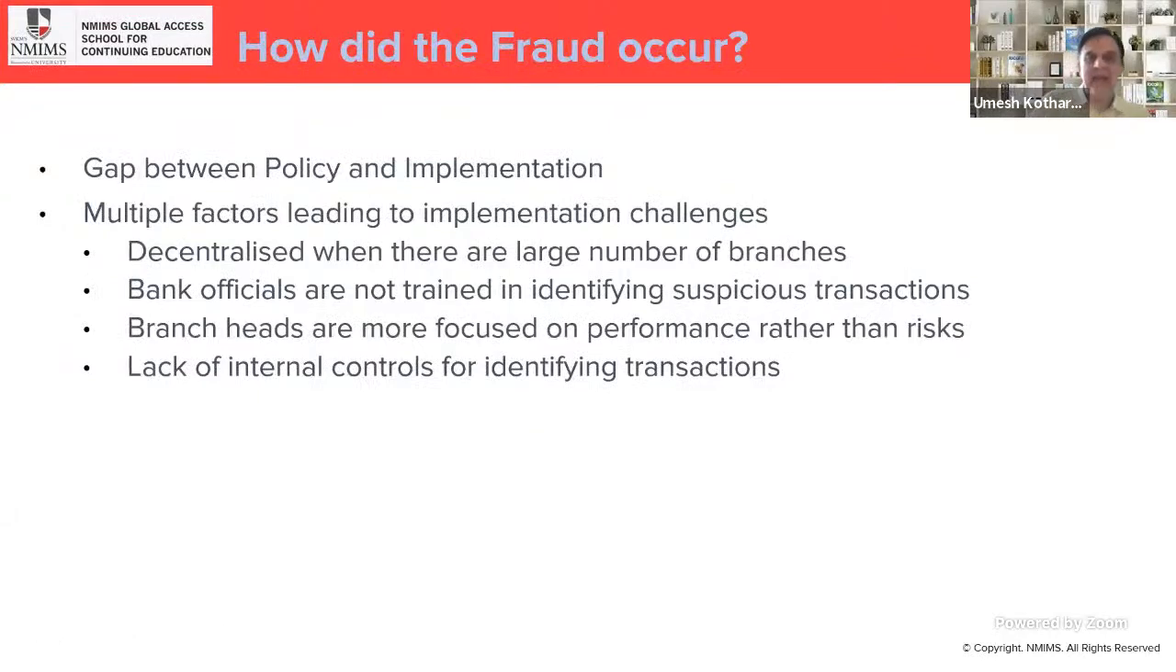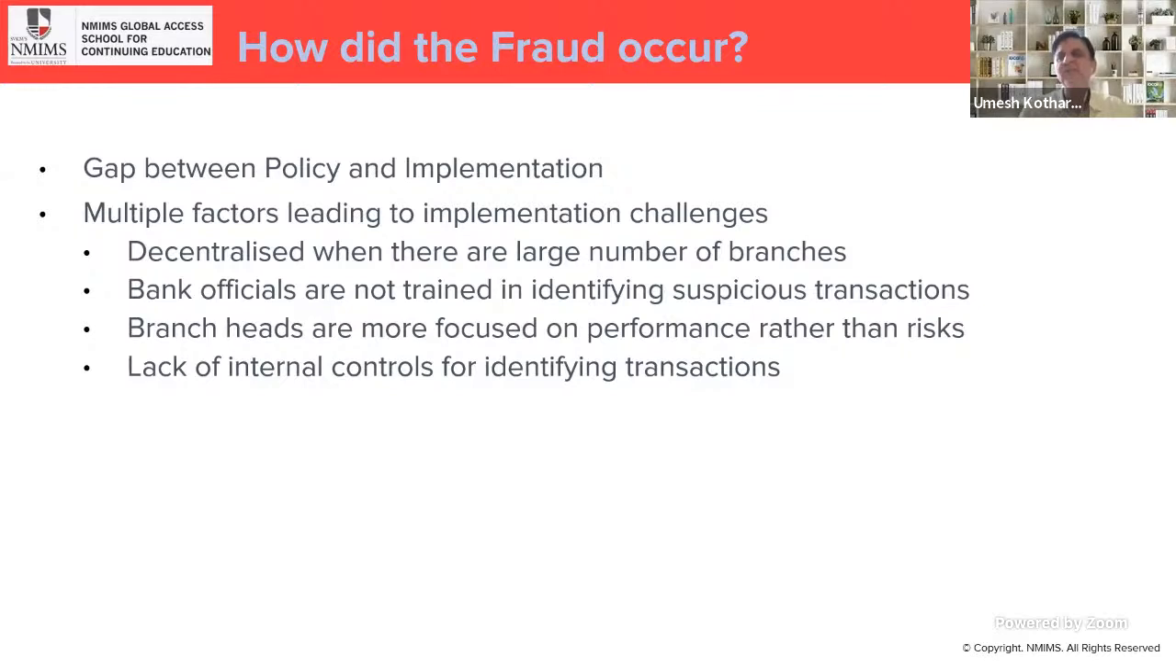Obviously, there is a big gap between the policy and the implementation, and a large number of factors have led to these implementation issues. Some of them are decentralization, and therefore the issue of how much power should be given in a decentralized setup, which is only execution, no policy framing. Policies are governed through central offices. Bank officials are obviously not trained, and I think this aspect is also something that we need to look at when we are putting a fraud and risk framework together.